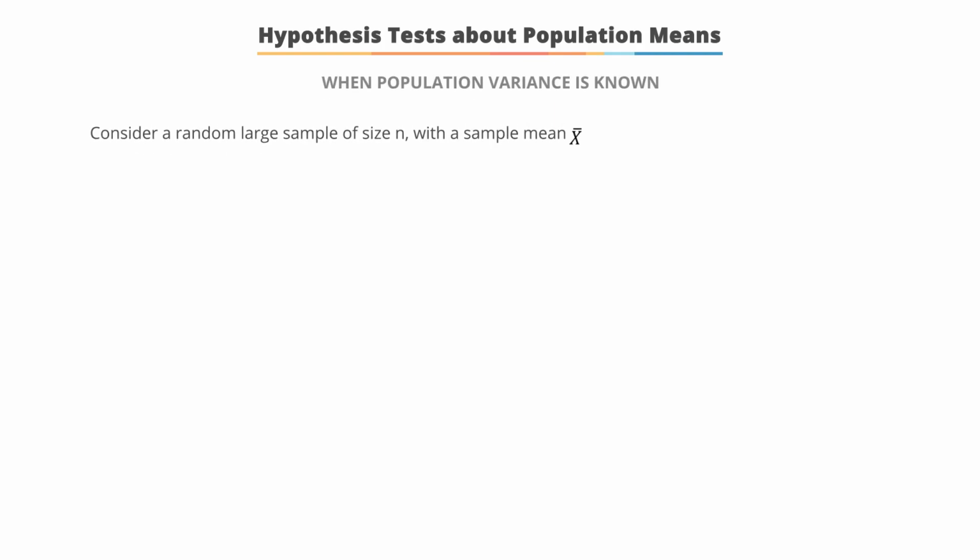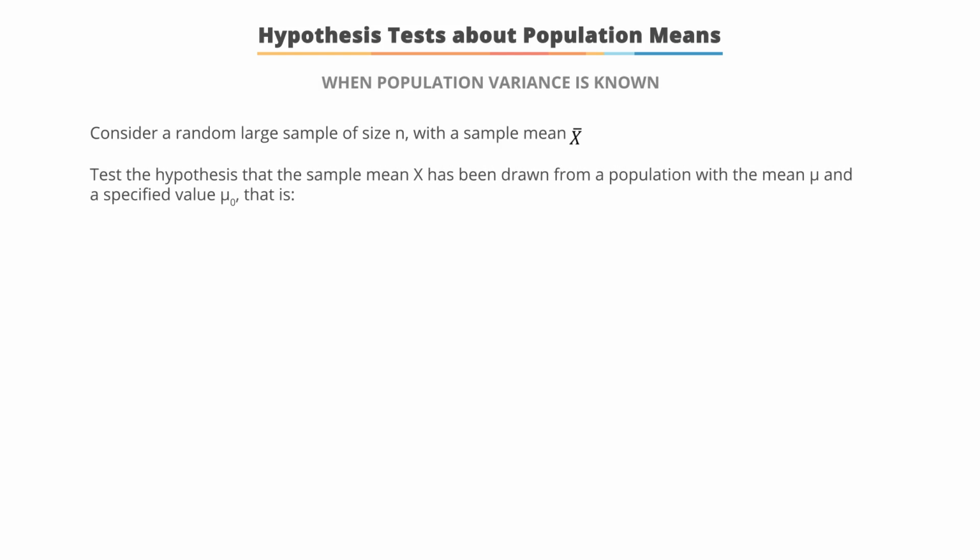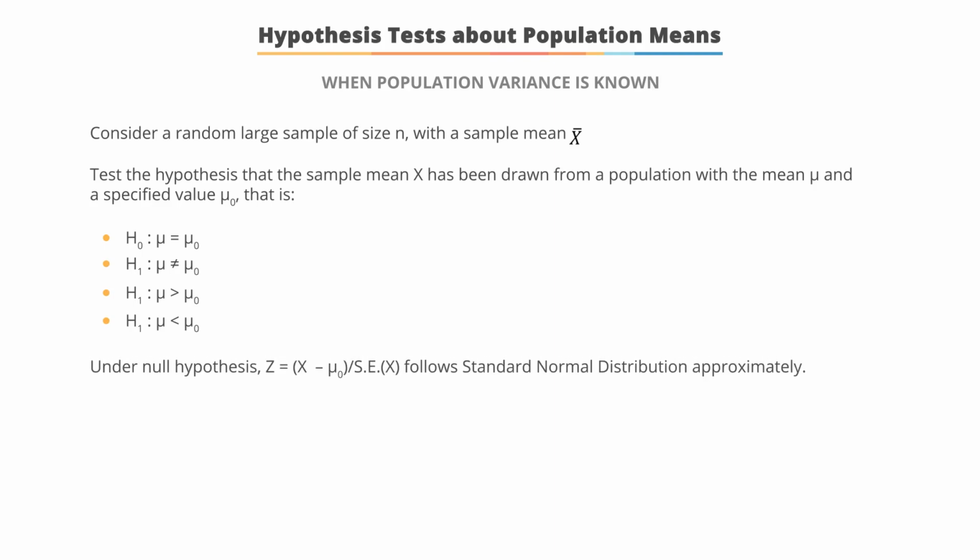So let's consider a random large sample size n with a sample mean. We want to test the hypothesis that the sample mean x bar has been drawn from a population with a mean mu and a specified value such that the mean is equal to mu subscript 0, which means the alternative hypothesis could be one of three. It could be that they're not equal, that it's greater than, or that it's less than. And under this null hypothesis, the z-score follows the standard normal distribution approximately.